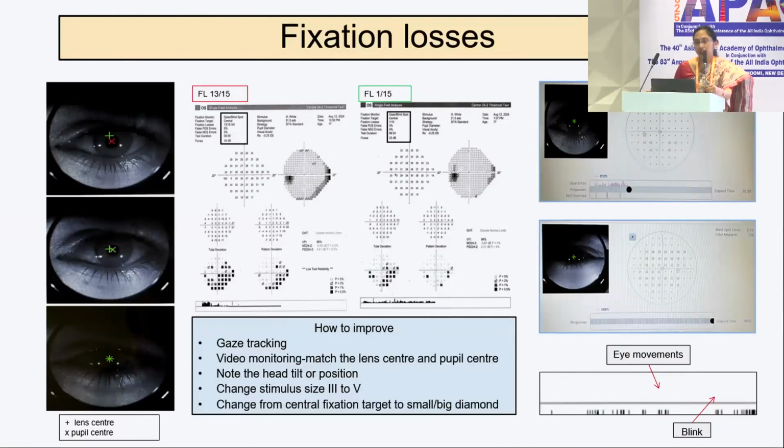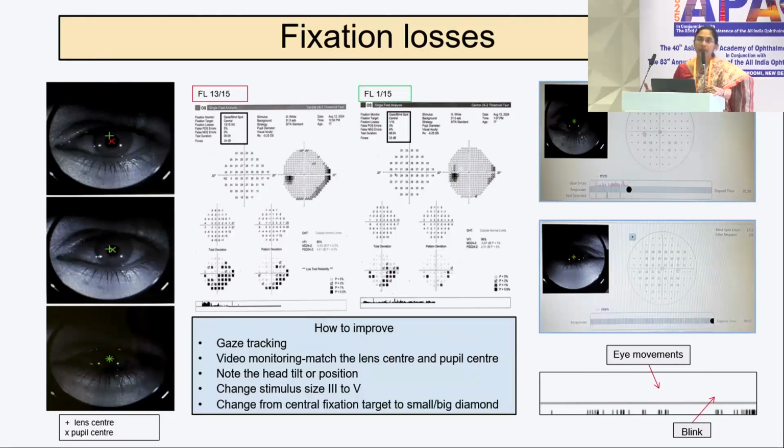Again, fixation losses can happen. Fixation losses are generally detected by presenting the stimuli in the area of the blind spot. So the blind spot being perimetrically not responsive, if the patient responds to a stimulus presented within the blind spot area, that means the patient has moved the fixation. That's why the target was identified by the patient.